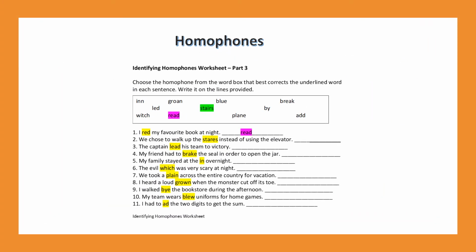Now that you have completed part 1 and 2, your third part is identifying homophones. In this worksheet, you have to choose words from the block and then replace the highlighted yellow words with words from the block. I hope you understand and enjoy.